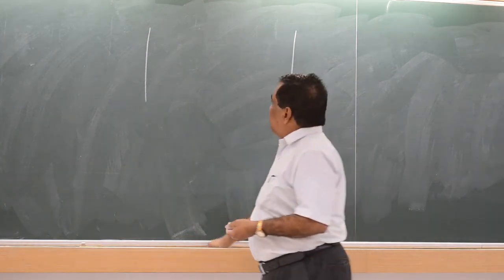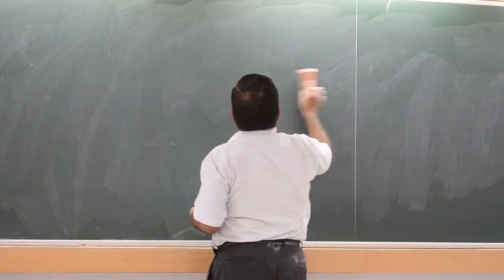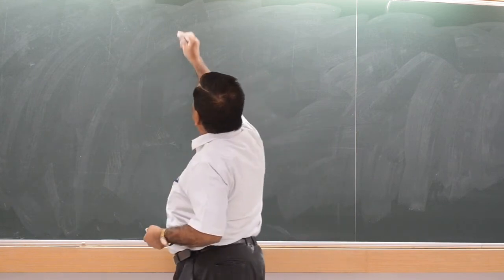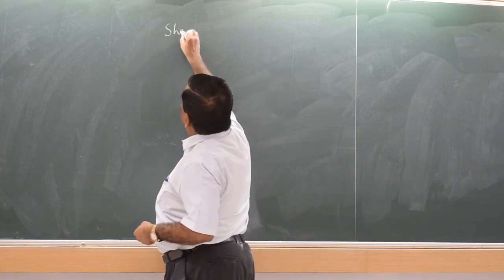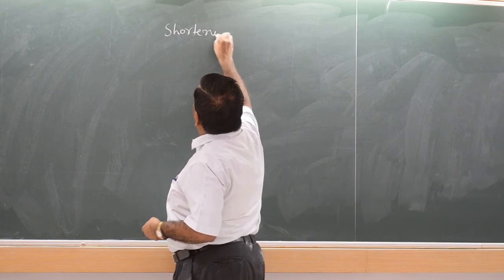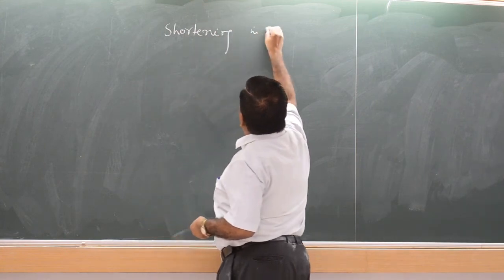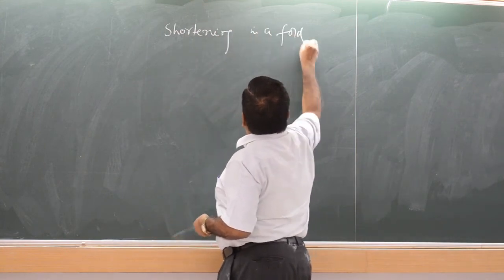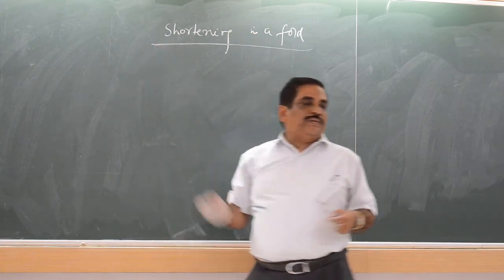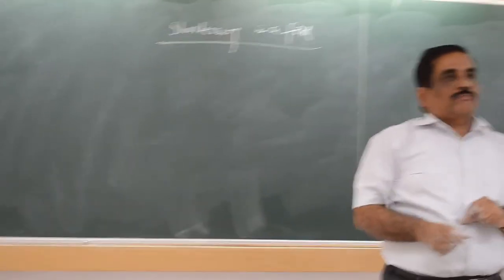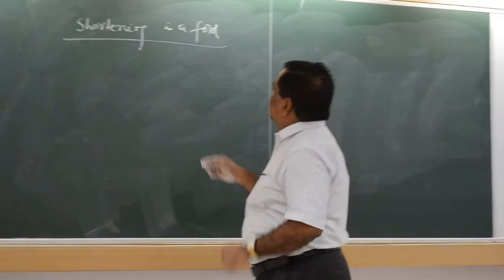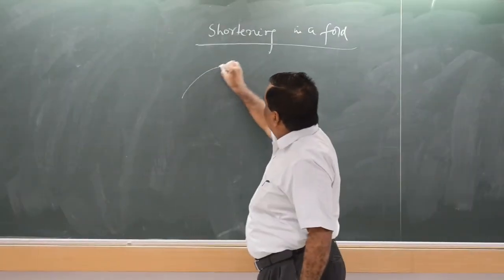So, the geometry of the folds, you know, I will tell you. Tell me, what is the shortening in a fold? Shortening in a fold, this I have defined. How to define shortening in a fold? Suppose this is a fold, you know.